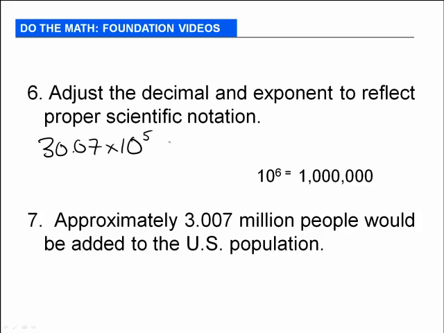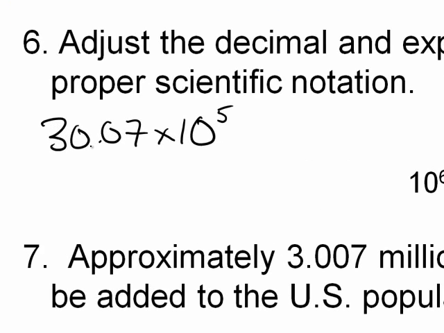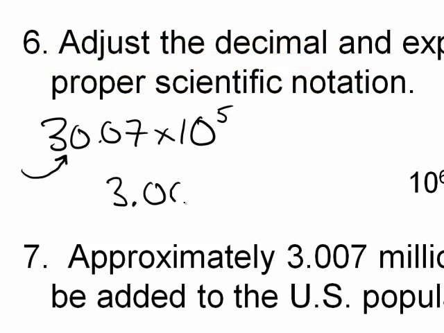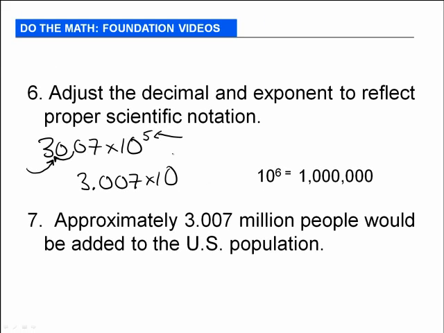Now in scientific notation, what we always do is write the decimal after the first non-zero digit, and that's between the 3 and the first 0. So we're going to write that as 3.007 times 10. Now, since we are moving it over to the left one place, that will make this 5 a bigger number. Since we moved it over one place, it'll be times 10 to the 6th. So the answer is 3.007 times 10 to the 6th.